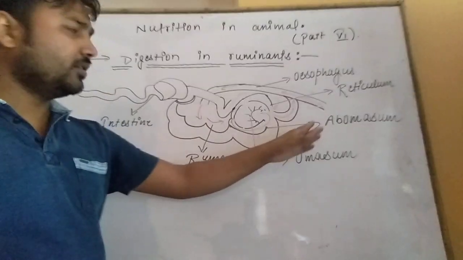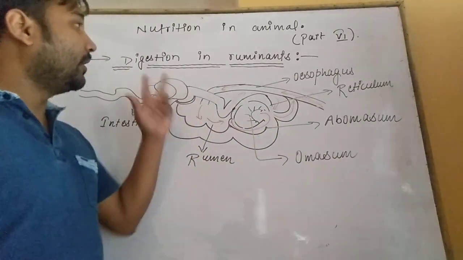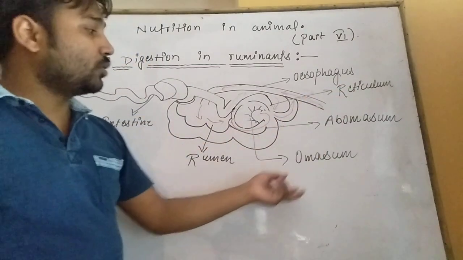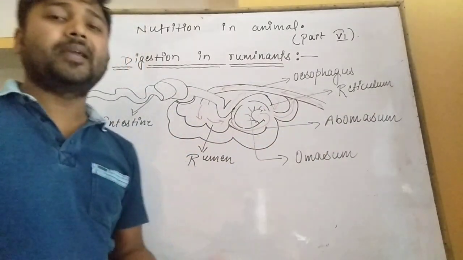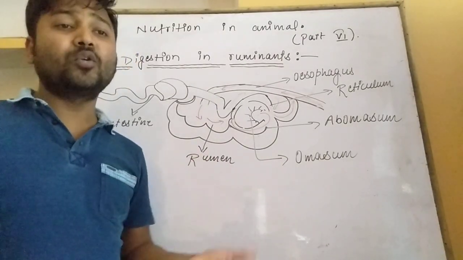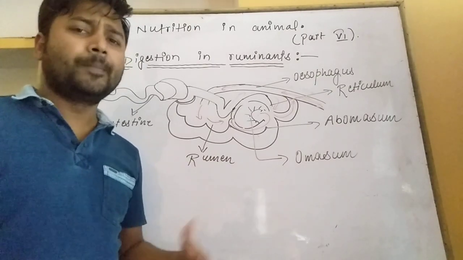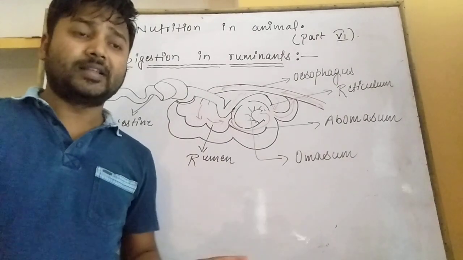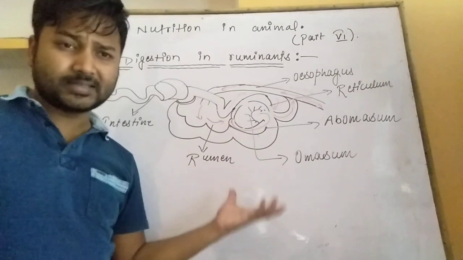It is most important to remember the four types of chambers present in the ruminant animal. First is rumen, second is reticulum, third is omasum, and fourth is abomasum. These four types of chambers play an important role in digesting, especially, the cellulose present in the grasses or the residue of the plants. So here the digestion in the ruminant animal is finished, and I will try to give you the points in the notes.